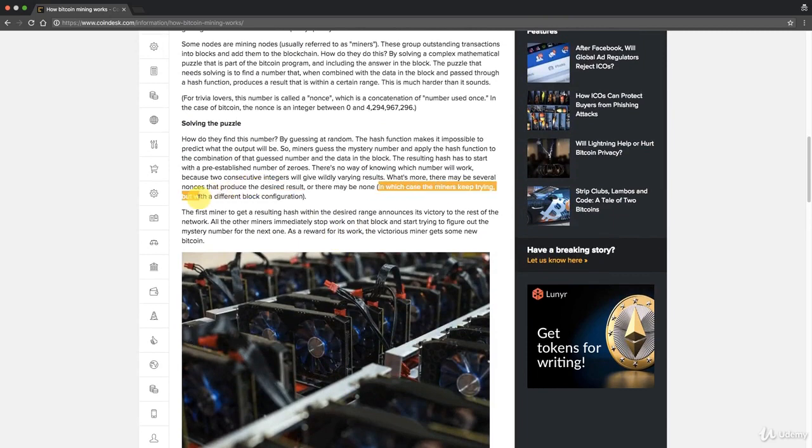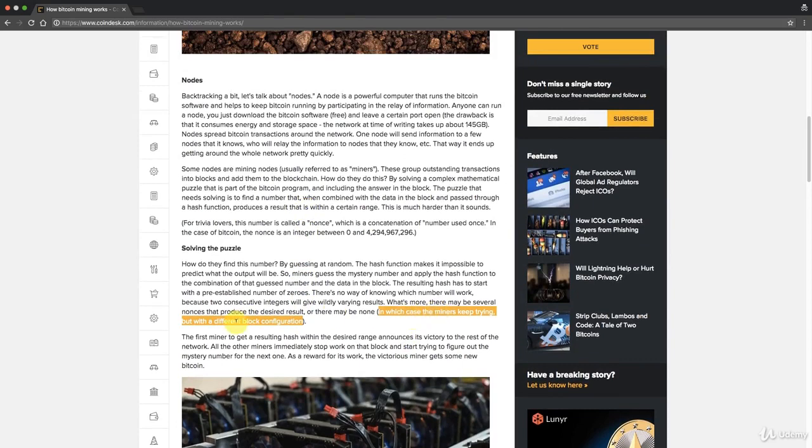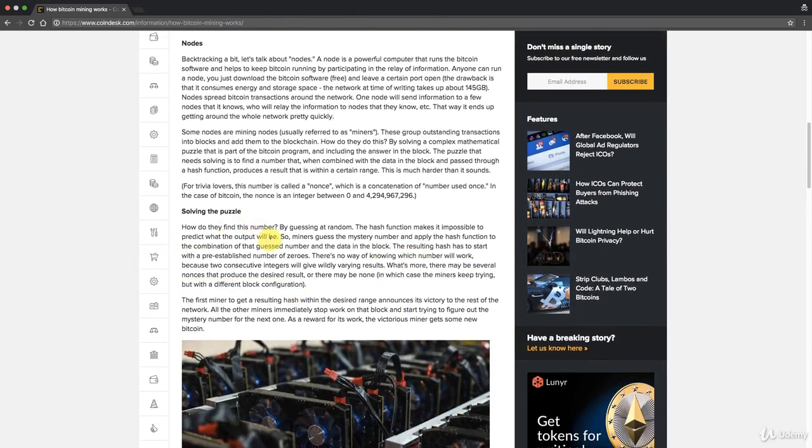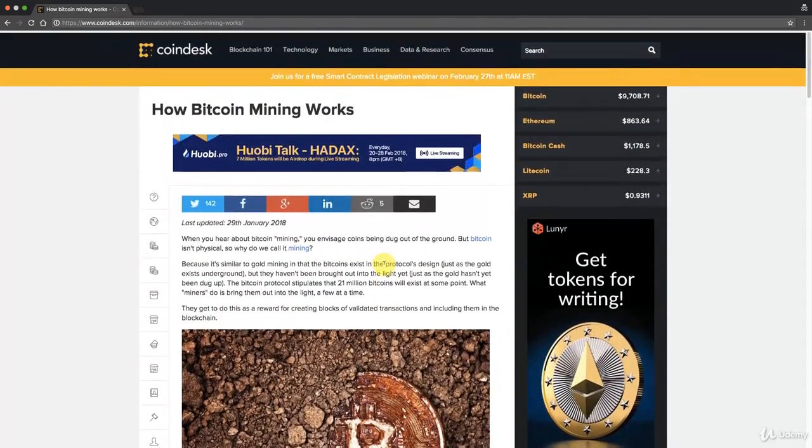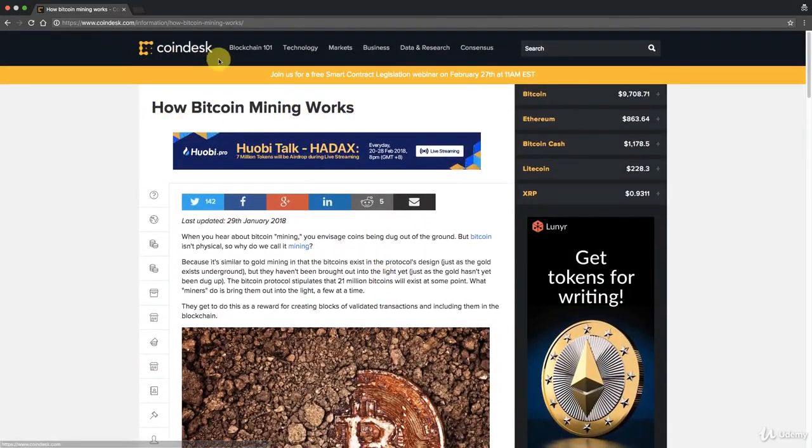Miners keep trying, but with a different block configuration. I wanted to give you this article early on, but then they had this comment in it, and I didn't want it to be confusing. But now you should be able to understand everything. If you want to try it out, how Bitcoin mining works is on CoinDesk, and the link will be, of course, in the course notes. So just a good way to confirm your knowledge.